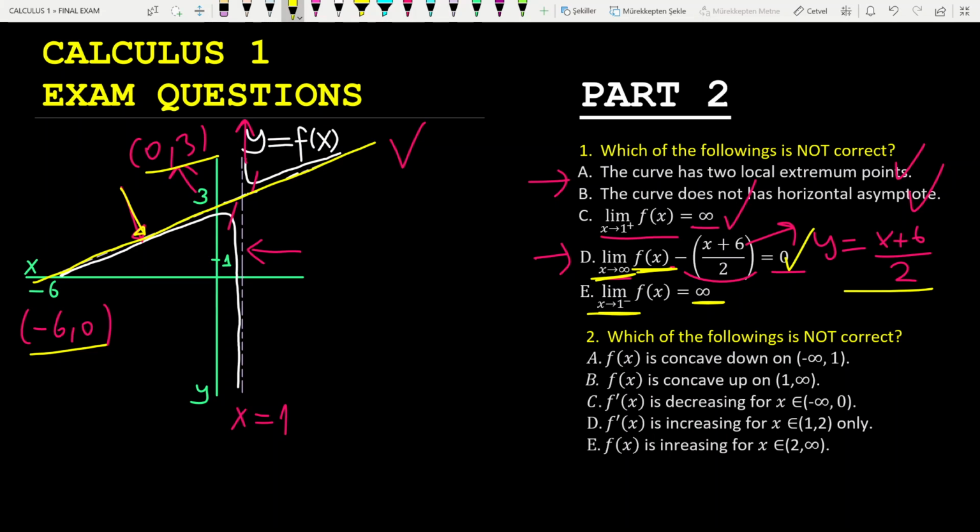E, finally, limit of f is infinity when you approach the point 1 from left. Let's approach the point 1 from left. What do we see? We see that the function tends to minus infinity, not infinity. This is not correct. E is the correct choice.